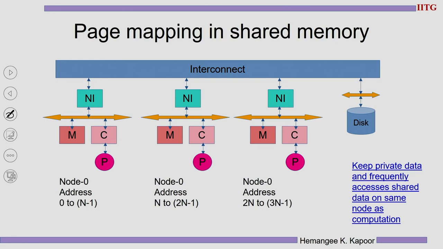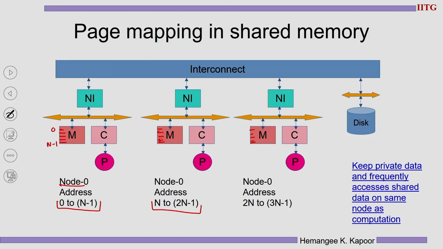For example, here I'm saying node 0 is going to store the addresses 0 to n minus 1. Then the next n pages will be kept in the next node. So here I'm going to store the first n pages, page 0 to page n minus 1, or you can say address 0 to address n minus 1. Essentially, I'm evenly distributing the pages or addresses across these different nodes.